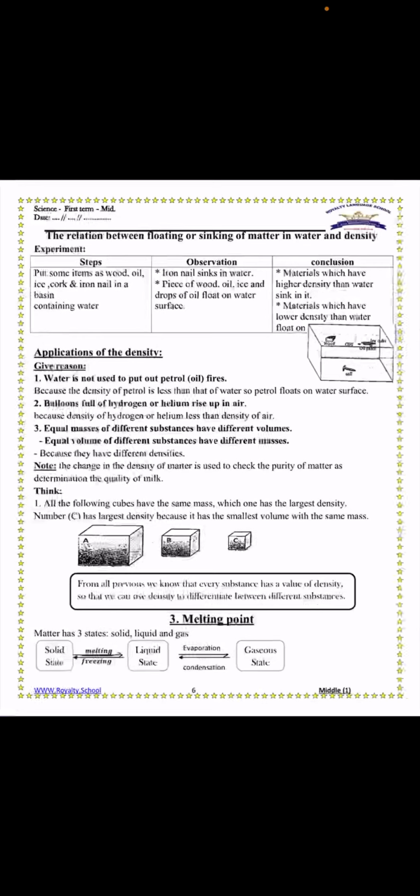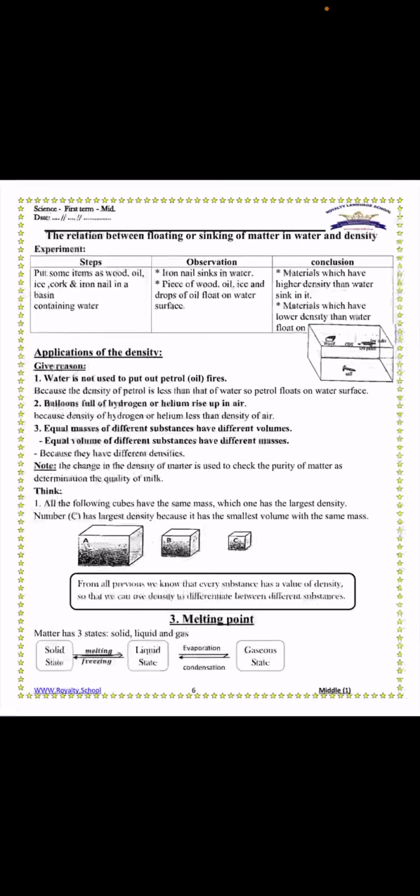And we know that equal masses of different substances have different volumes. If the mass is equal and the substances are different, the volume must be different. If the volume is equal and the substances are different, the masses must be different. Masses equal, volume different. Volume equal, masses different. When we talk about different substances, why? Because they have different densities.